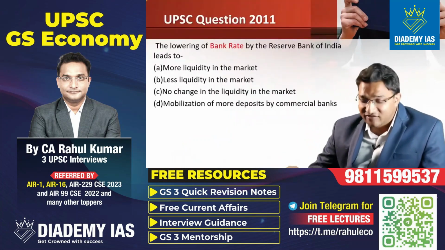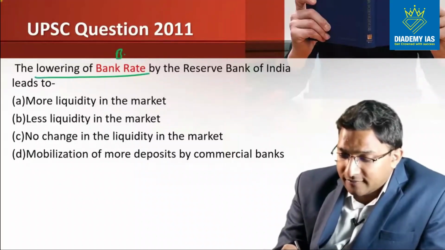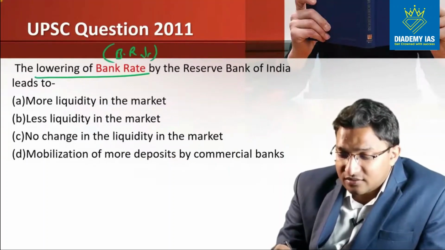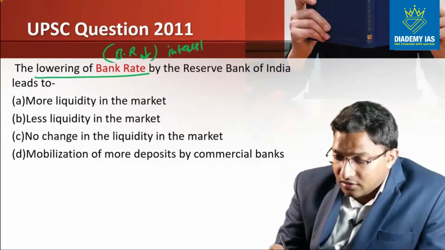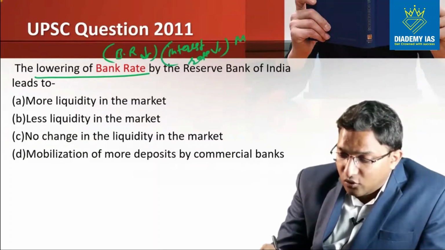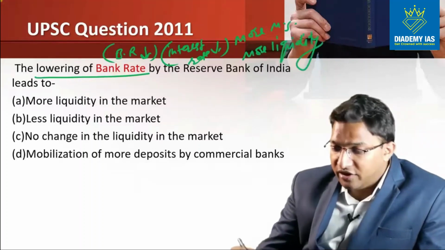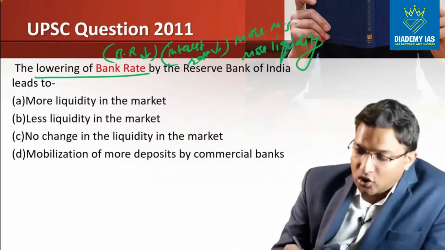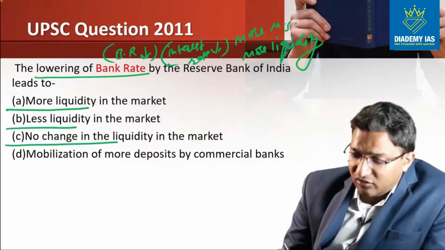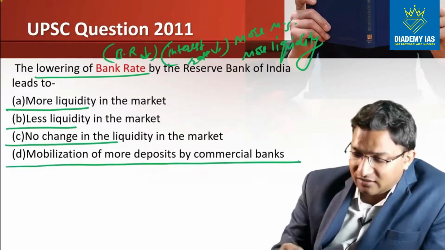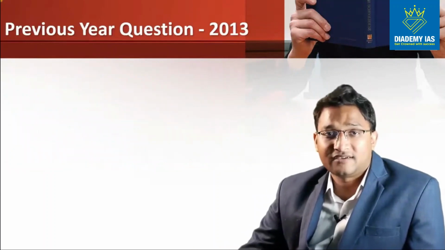Now the question, 2011: lowering of the bank rate by the Reserve Bank of India leads to. If the bank rate is lowered, that means the interest rate will also be reduced. That means more money supply. That means more liquidity, right? Very, very clear. So lowering of the bank rate leads to more liquidity, less liquidity, no change in the liquidity, or mobilization of deposits by the commercial bank. The answer is option A. Very, very simple, very direct question. So the answer is A, more liquidity in the market.